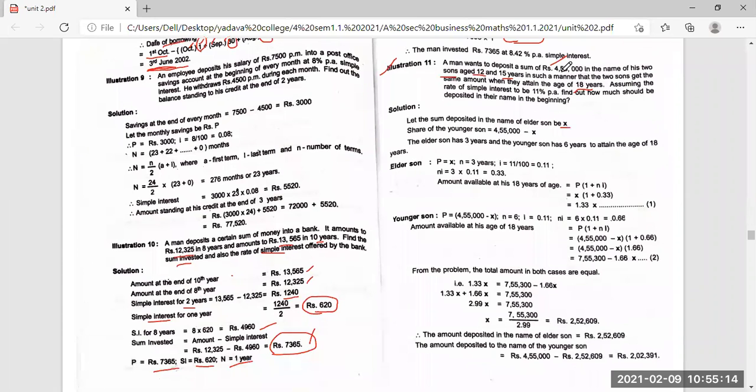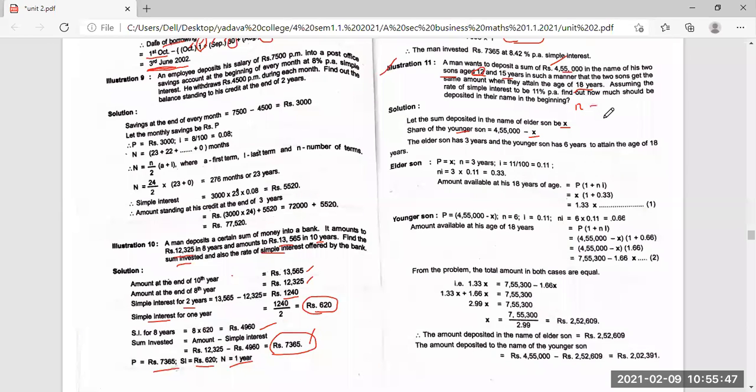But we know the total amount. So the younger son is equal to 4,55,000 minus X, where X is the elder son. Now we are going to find it for the younger son. The younger son's age is 12 years. So how many years to complete 18? How many years are left for them to reach 18? Yes, Aarti, raise your hand. Come on, tell me.